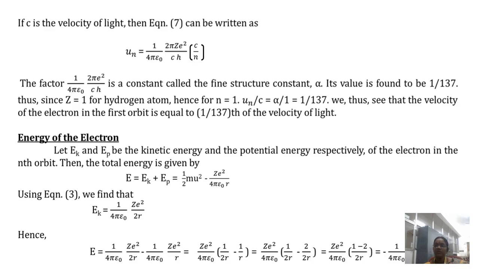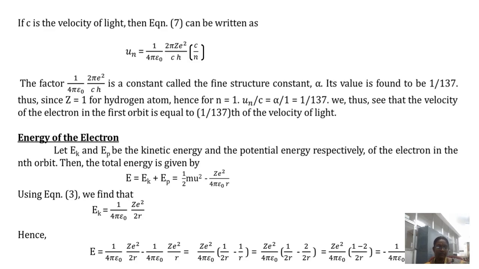So we see that the velocity of an electron in the first orbit is equal to 1 by 137th of the velocity of light. And we can calculate the energy of an electron also. Let Ek and Ep be the kinetic energy and potential energy of an electron in the nth orbit, and then the total energy will be equal to Ek plus Ep, that will be equal to 1 by 2 mu squared minus z e squared by 4 pi epsilon naught r.